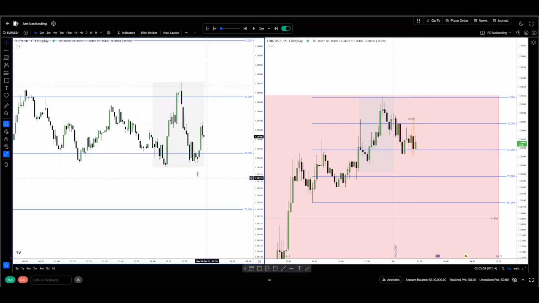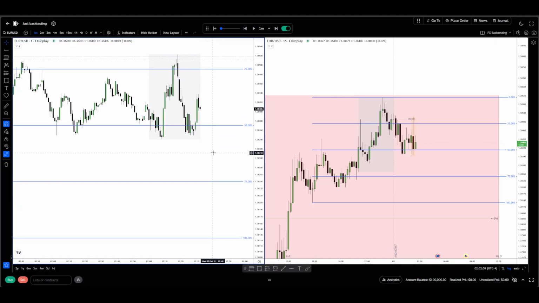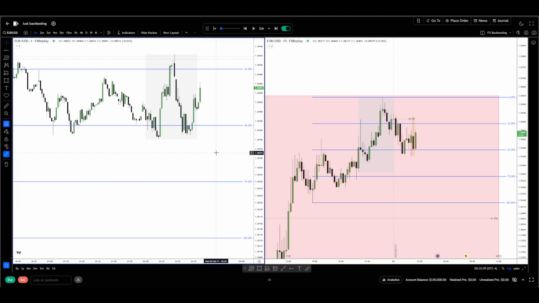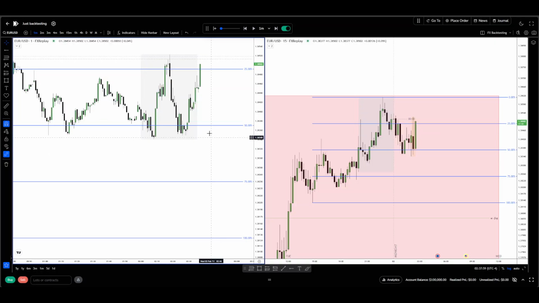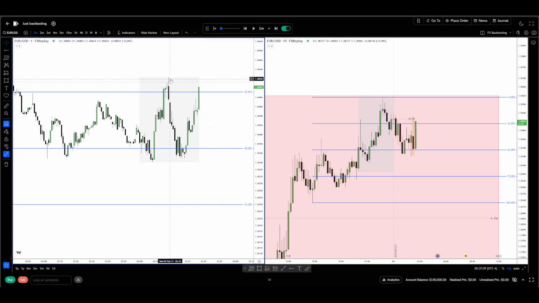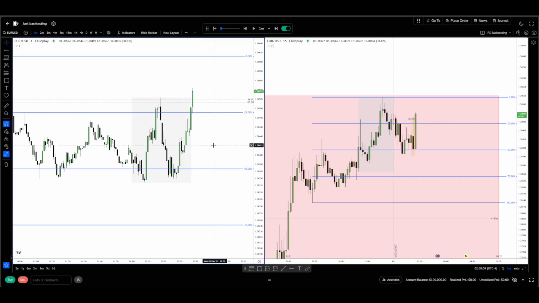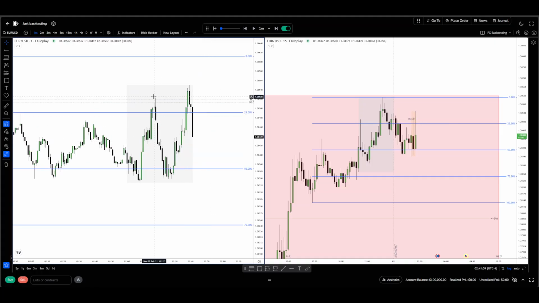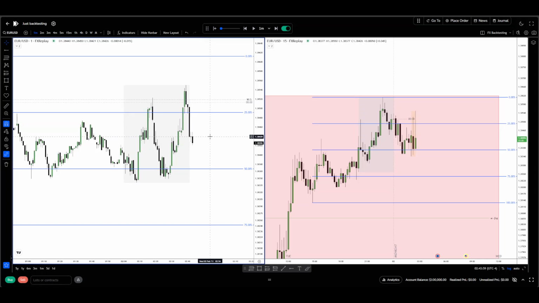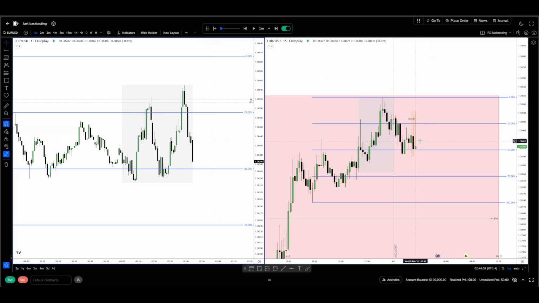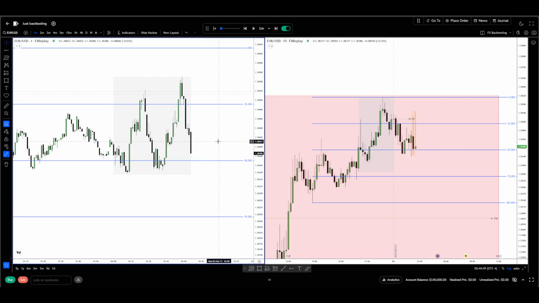So once price closes below this low, I'm looking for shorts. And then price, that's not doing it. So it takes out this high once more. Look how price is now mainly consolidating.